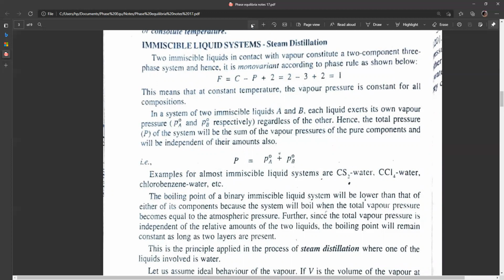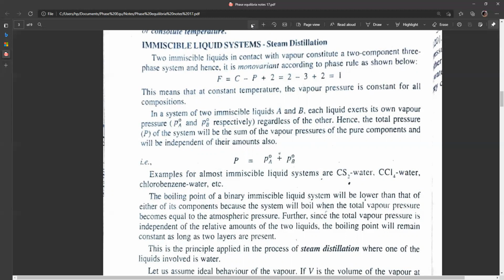Vapor pressure is constant for all compositions, for two immiscible liquids and their vapor in contact. And we know Dalton's law of partial pressures: the total pressure P of a liquid system when two immiscible liquids are in contact with each other will be equal to the sum of the partial pressures of the two liquids, that is P0A plus P0B.